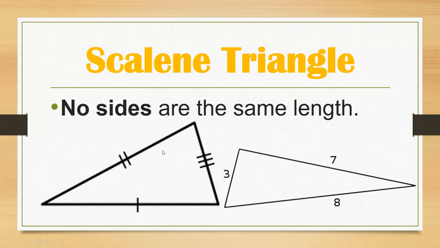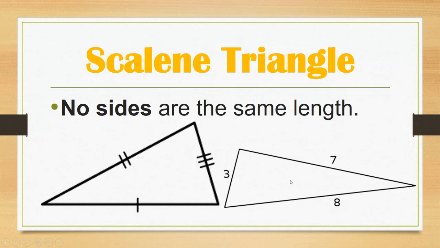Okay, so remember, we're now looking at the lengths. If you look at this first triangle, this side has one line, this side has two lines, this side has three lines. So now that tells me all the sides are different. This side is a different length, this side is a different length, this side is a different length. So because no sides are the same length, it's a scalene triangle.